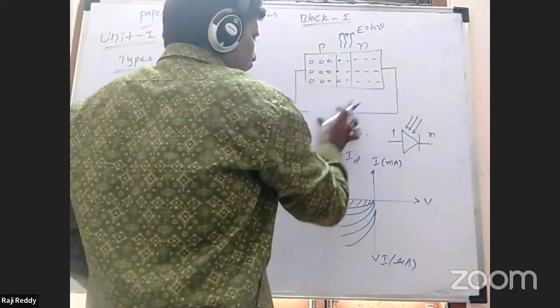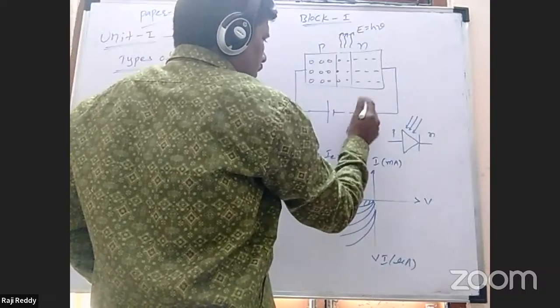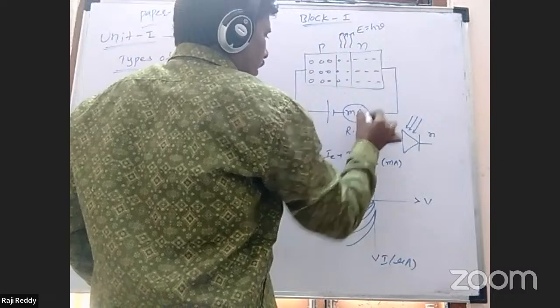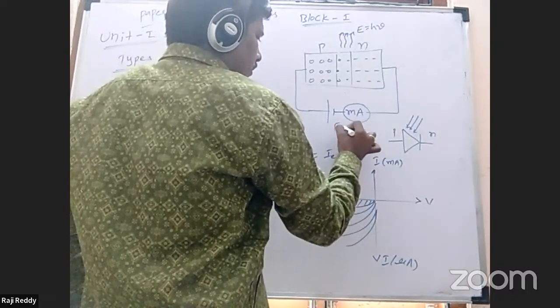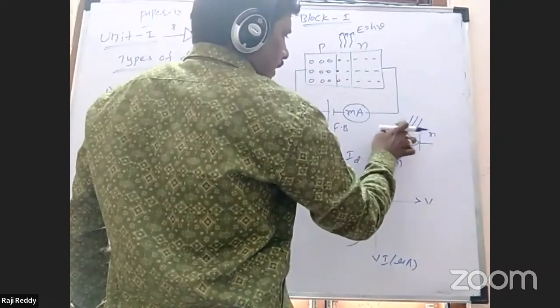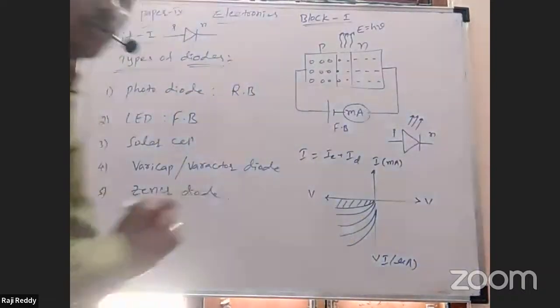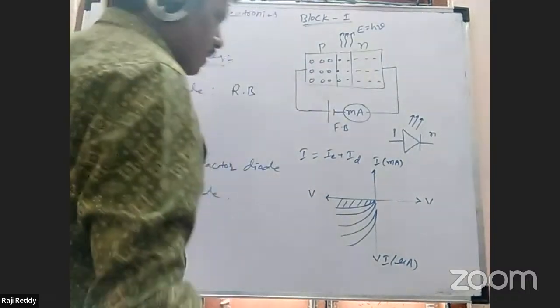Here you change the terminals. The P region is connected to the positive terminal of the battery, and the N region is connected to the battery negative terminal. Here the current is measured in milliampere: forward bias milli, reverse bias micro. The circuit symbol for the LED has arrows with light emitted out. Arrows outward mean LED, arrows inward mean photodiode. The current is the same thing.